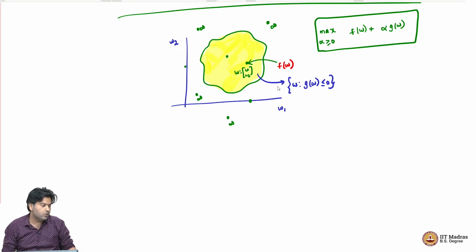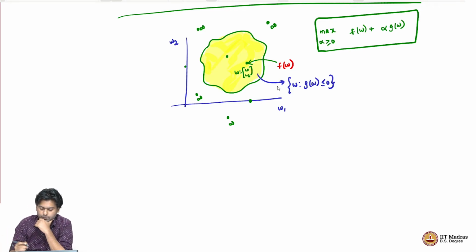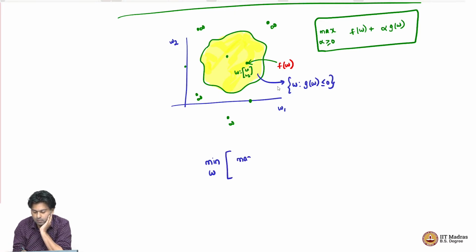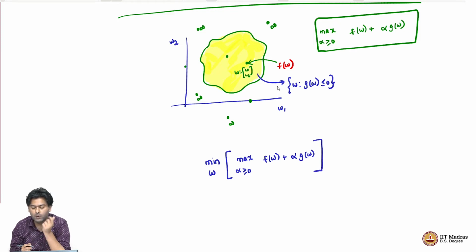So now how can we use this function of w? Well, we can do the following. Now, if I want to find the minimum value, for every w, I know what this function evaluates to. It either evaluates to f of w or infinity. Now, if I want to find that w where this function takes the smallest value, so I want to minimize over w, maximize over alpha greater than 0, f of w plus alpha g of w. If this is what I care about, then what does this mean?